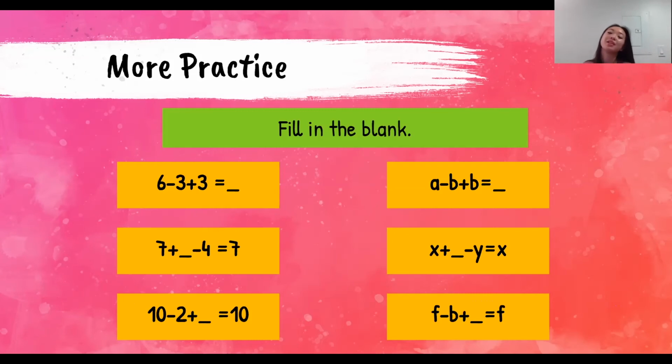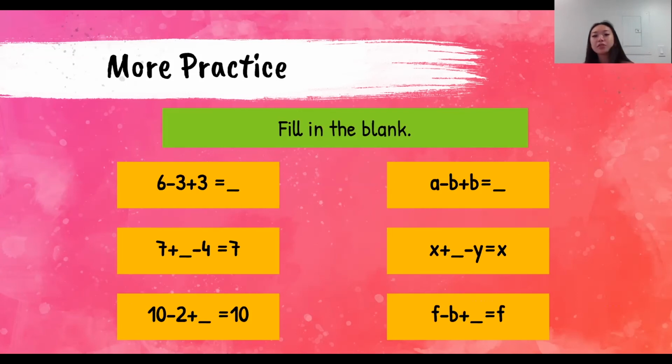And then moving forward to the next one, the 7 plus blank minus 4 equals 7. Since we know the pattern is going to be like y plus x minus x equals y, or any other variable, I know here that my answer is going to be 4, because I know that 7 plus 4 would give me 11, and then when I minus 4, that gives me 7.